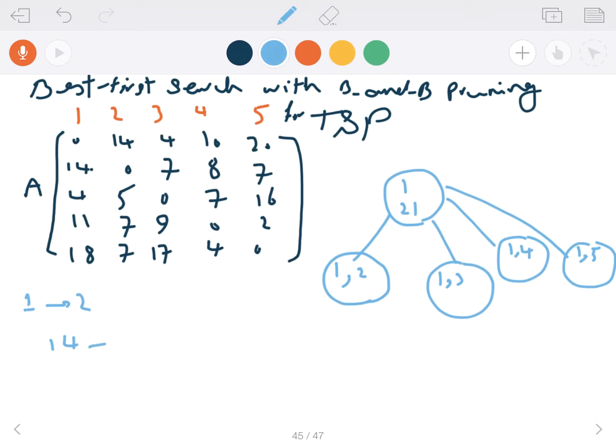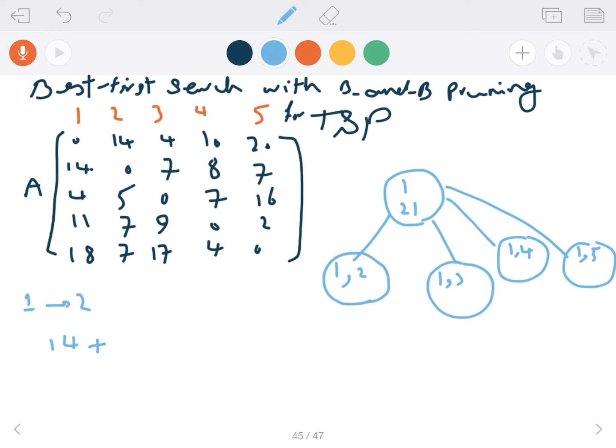And now this should be summed up with the cost of going from 2 to other nodes. It means that from 2 to 3 to 4 to 5, and again coming back to 1. So similar to what we did for node 1, when we found the minimum bound, we're doing the same thing.